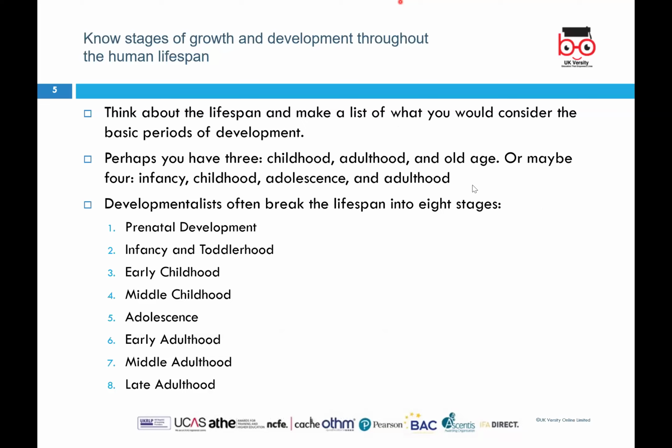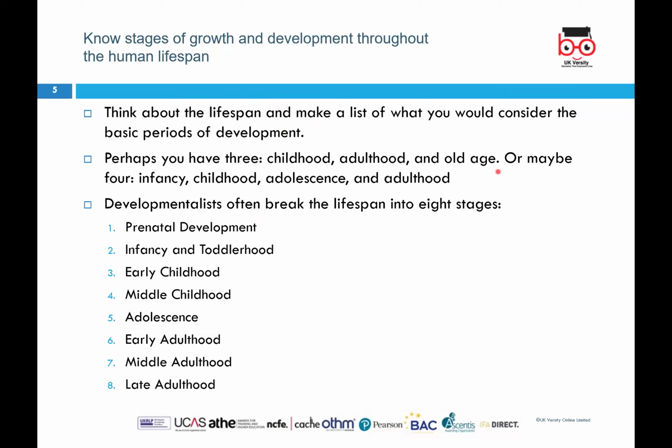These are certain stages of growth and development throughout the lifespan of a human being. Throughout the lifespan, you would think of a list of different developmental periods. You have three major periods: childhood, adulthood, and old age.